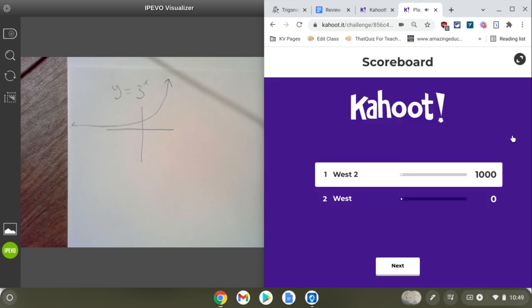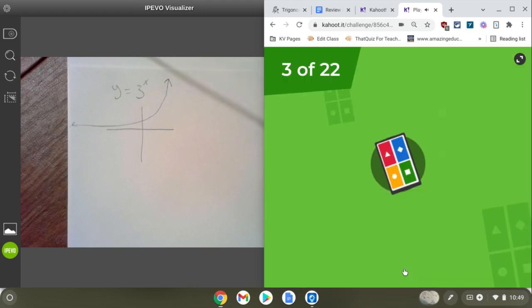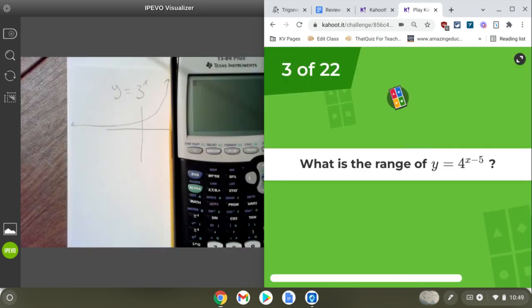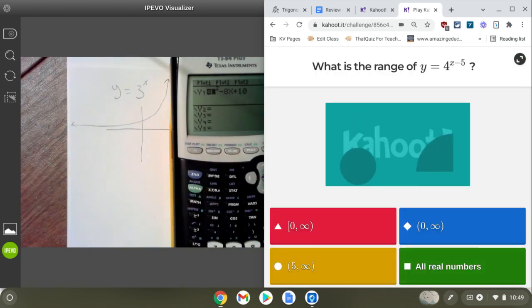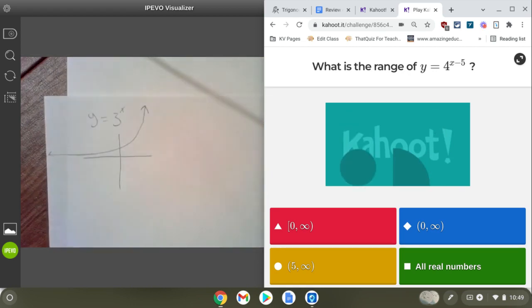If you had to, you could graph that on the calculator, y equals 3 to the x. The graph just doesn't really do it justice according to that picture. It's hard to see what's going on there. All right, the next question.